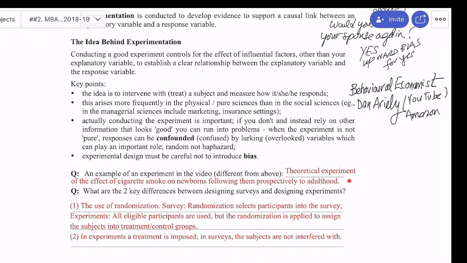Different from the other ones that I mentioned earlier as experiments, I did actually mention the theoretical experiment of the effect of cigarette smoke on newborns, following them prospectively to adulthood. Those are all experiments. That and the ink in the lobster tank, as well as the physician health study and the tar on rats. Then I ask you, what are two key differences between designing surveys and designing experiments?